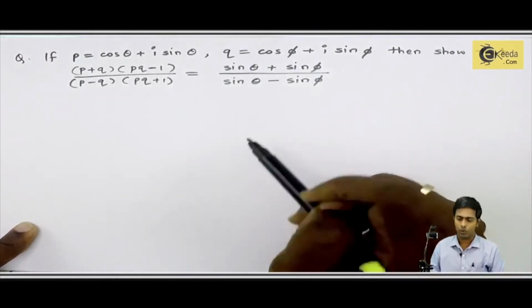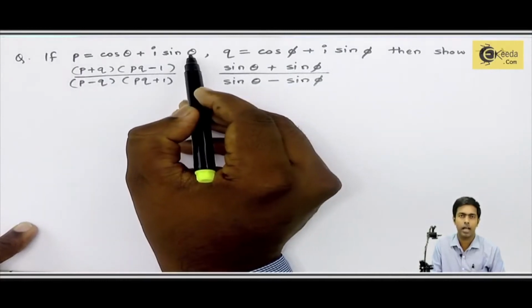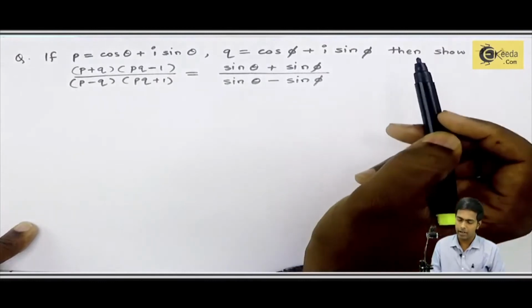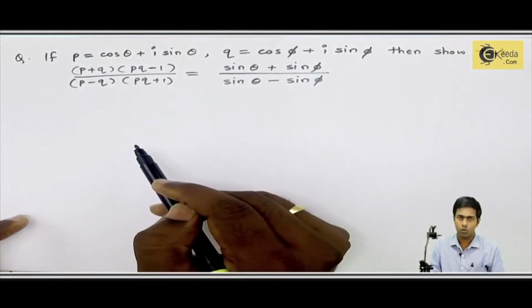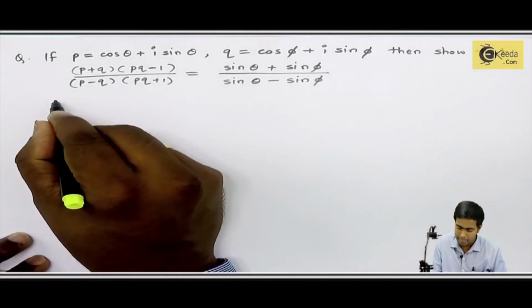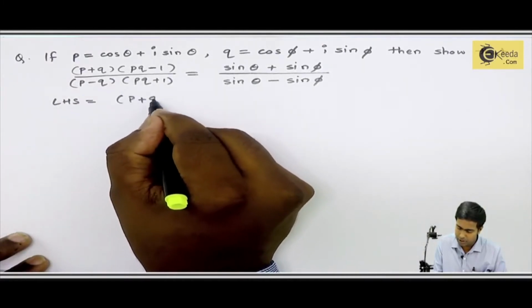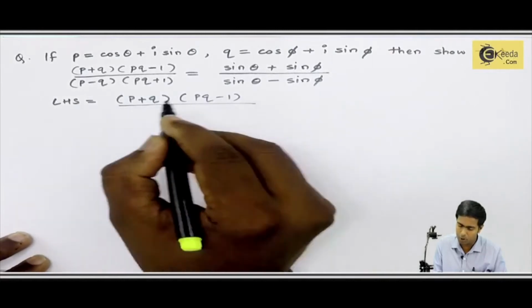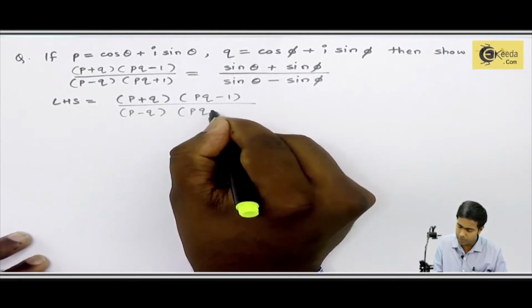Now here you can see that P is given as a complex number as well as Q is also given as a complex number, and we have been asked to prove this. So let's start from the LHS. So here LHS is (P plus Q)(PQ minus 1) upon (P minus Q)(PQ plus 1).